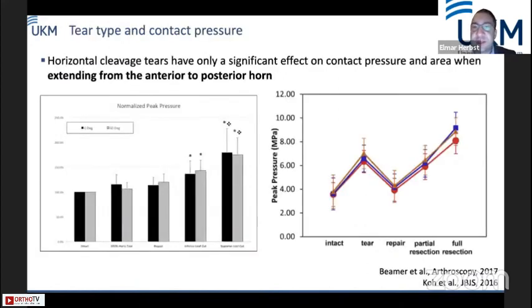So what about the horizontal cleavage tears that we see in almost every patient in their 40s or 50s? We know that these tears don't really affect our kinematics and our contact pressures. However, if we have very huge tears extending from anterior to posterior that we rarely see, we know that the contact pressure could also be affected, but I don't think it's clinically relevant.